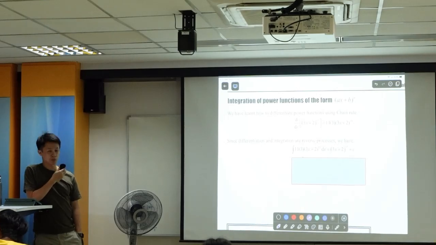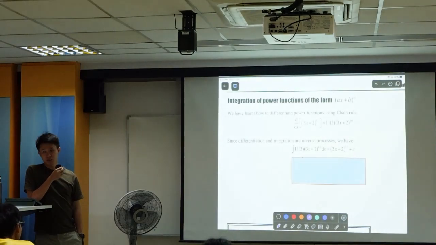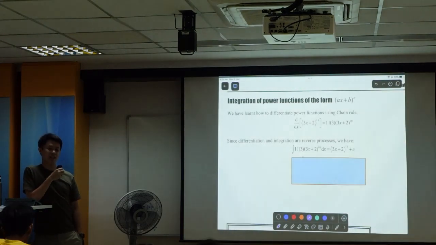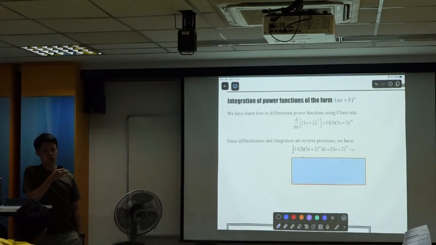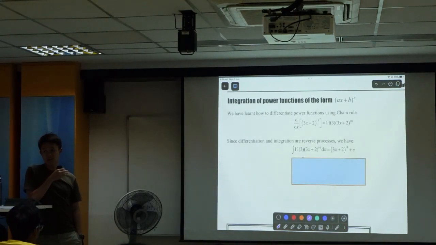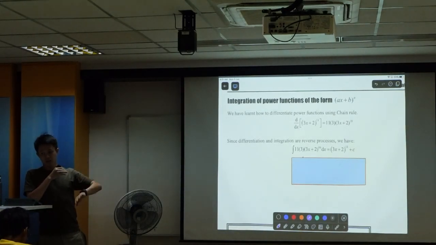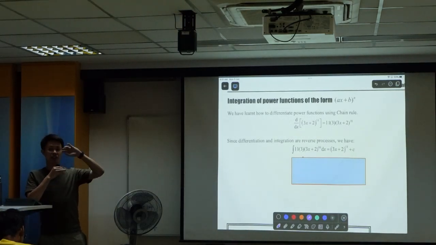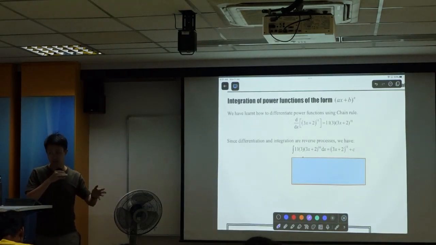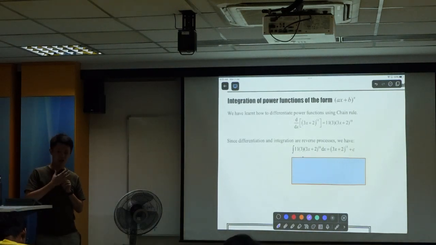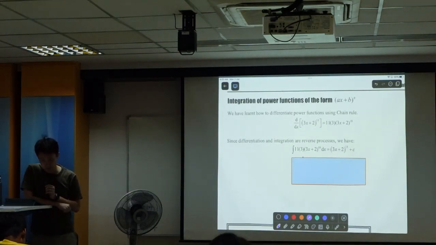I'm going to move on to power functions of a new form. Just now in 1C, I tested you on a very simple one, where your power function is something squared. When it's something squared, you can easily expand it and integrate term by term. But what happens if your power function has a power of 11? Are you going to expand it 11 times?